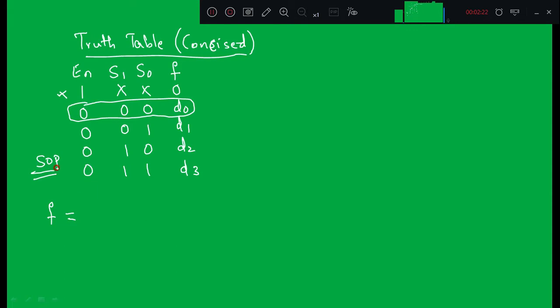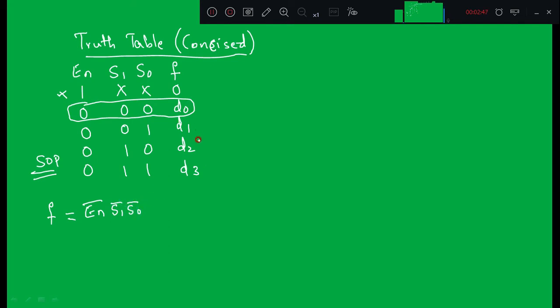For SOP expression, wherever 0 is available, you take its corresponding input variable in complemented form, and wherever you have 1, you take the input variable in true form. So for the second row, enable is 0, so you take enable bar. S1 and S0 both are 0, so we will take S1 bar, S0 bar.